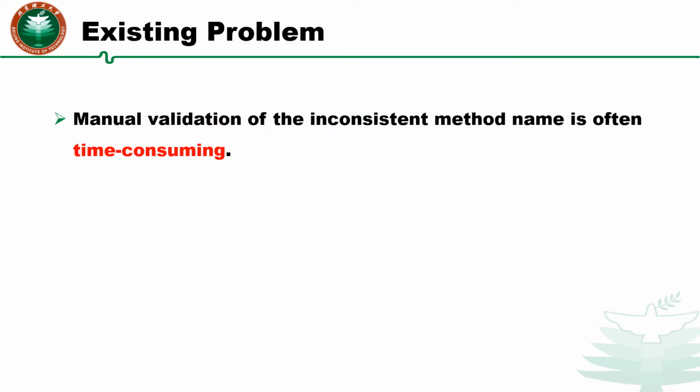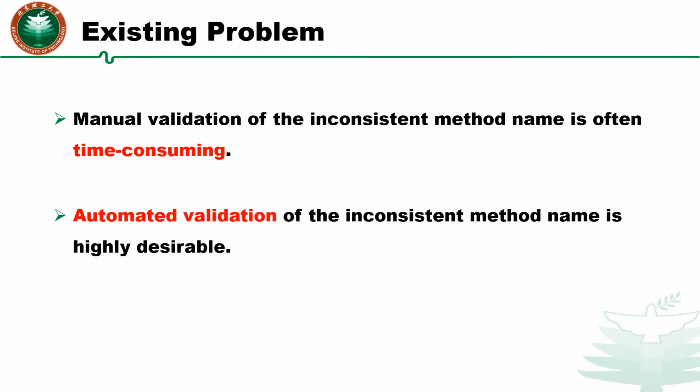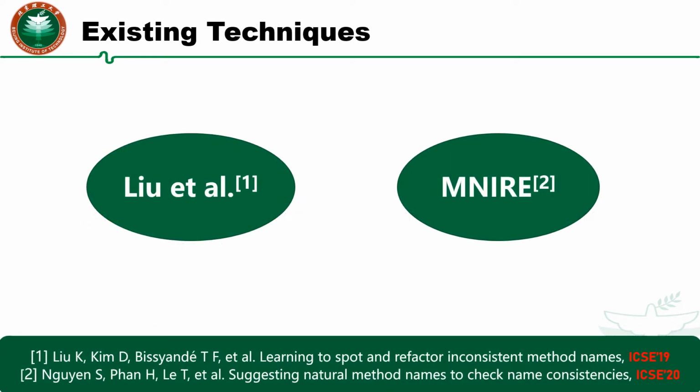Notably, manual validation of the inconsistent method name is often time-consuming, and so to this end, automated validation of the inconsistent method name is highly desirable, and a few tools like the approach proposed by Liu and MNIRE have been proposed recently to automatically identify inconsistent method names.